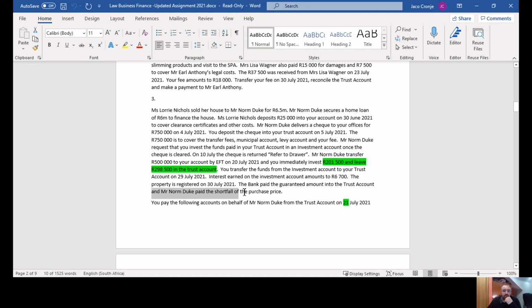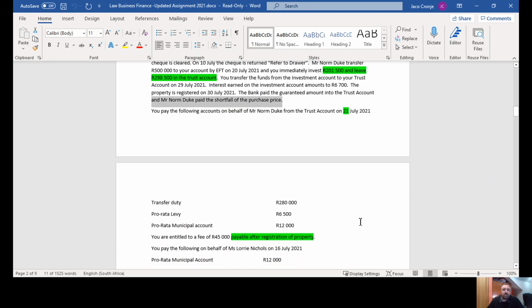And at that point, Mr. Duke will pay in the shortfall. So his debits are going to be larger than his credits. So whatever the debits are over and above the credits, that amount you need to pay in so that Mr. Duke's account goes down to 0. Okay, then it says you pay accounts on behalf of Mr. Norm Duke.